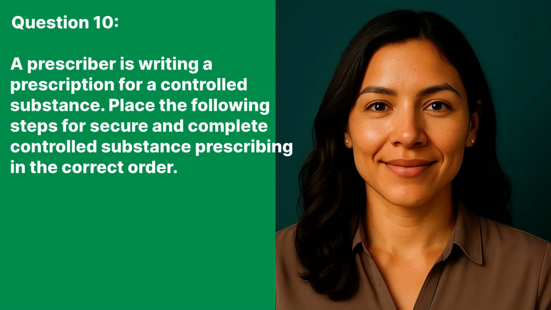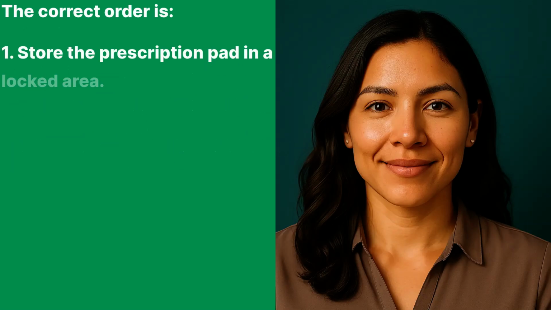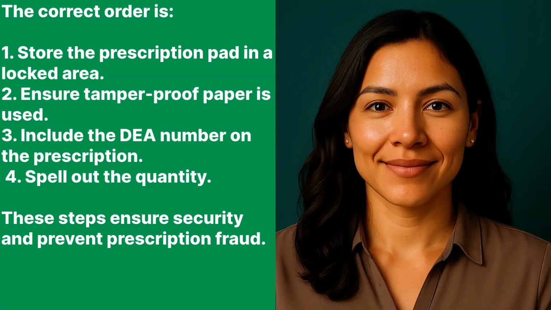Question 10. A prescriber is writing a prescription for a controlled substance. Place the following steps for secure and complete controlled substance prescribing in the correct order. The correct order is 1. Store the prescription pad in a locked area. 2. Ensure tamper-proof paper is used. 3. Include the DEA number on the prescription. 4.